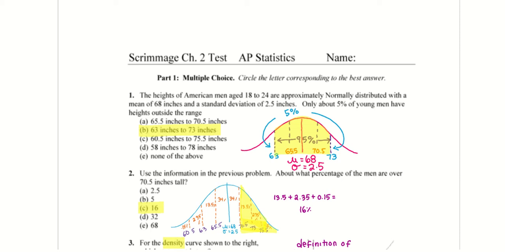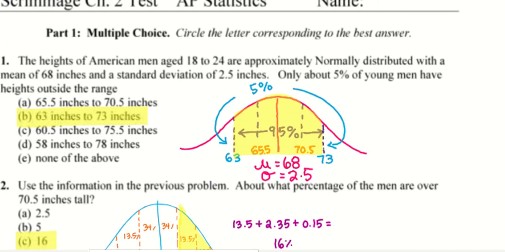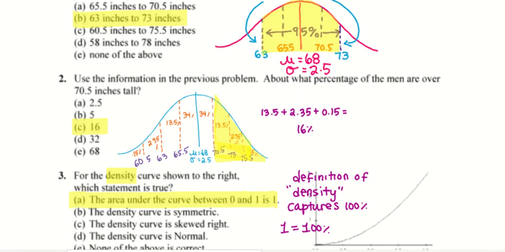Kind of a tough problem, but what I did for you is I drew a picture of the normal curve, and plus or minus 2 standard deviations gives me 95% of the men fall between 63 and 73 inches tall. So that leaves 5% of the population outside of that range. So B is the best answer here. Kind of tricky.